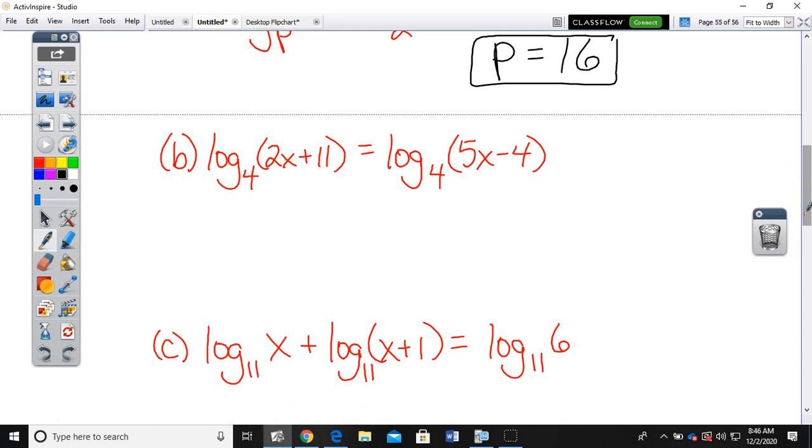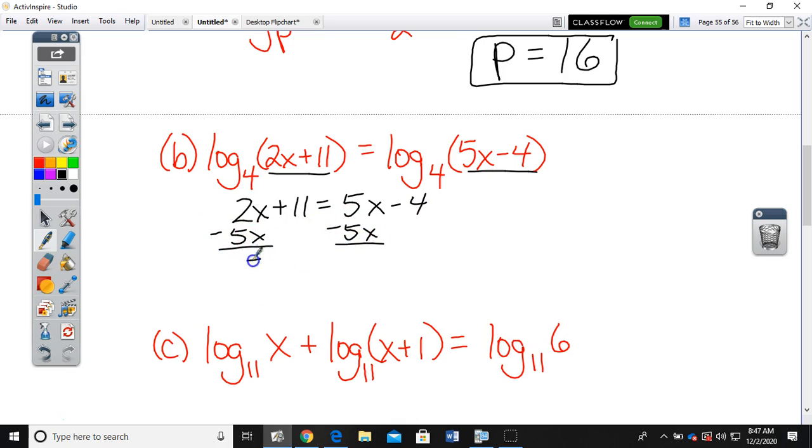Part B. I love these because you show that to a little freshman, and they're like, oh my gosh, what is that? When they really look at it though, is that really that hard? No, you just add. These are the same, so these have to be the same. So forget about the rest of it. Just 2x plus 11 equals 5x minus 4. And work it. It's a good old algebra problem.